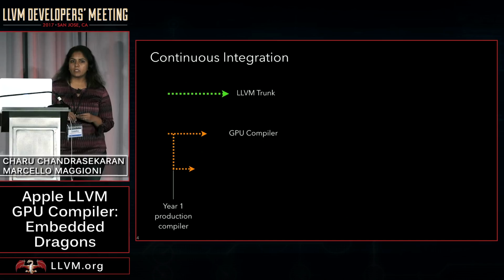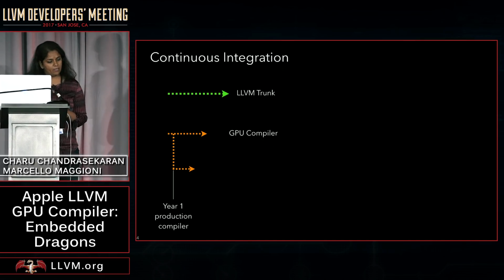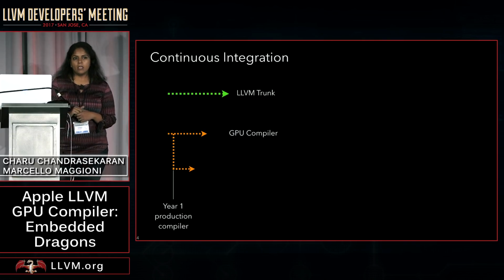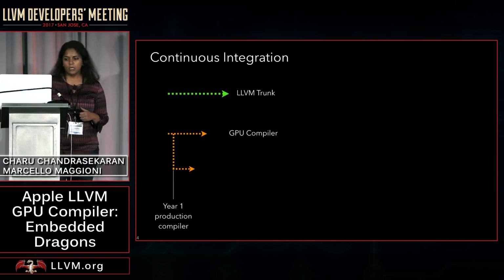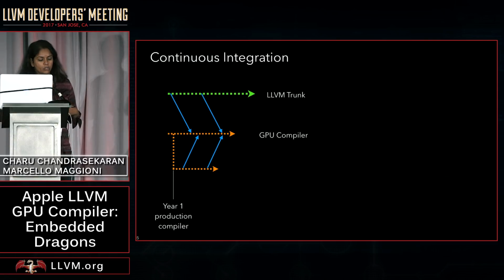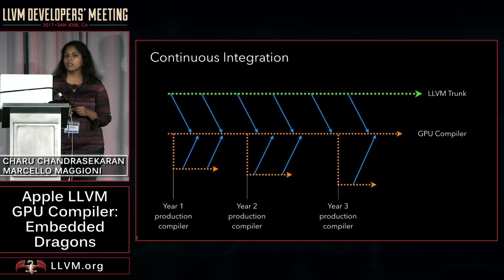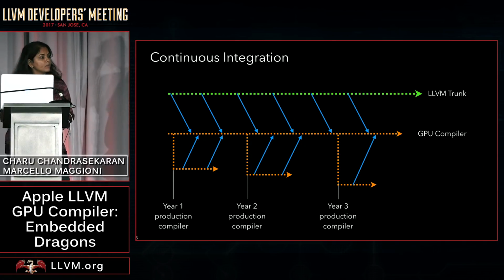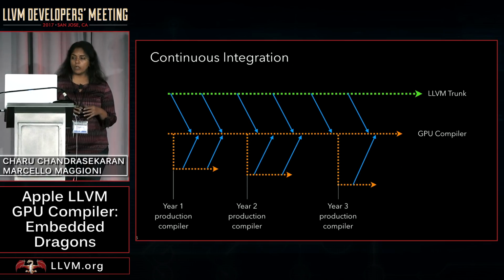So here's how we do continuous integration. If the green line represents the progression in LLVM trunk and the orange line represents the progression in our GPU compiler, in year one we create a production branch. We merge from trunk to the GPU compiler, and any changes that are done in the production branch are merged back to the GPU compiler. As the branches progress, we continuously merge. So every year we create a new production branch from the main GPU compiler. But as we merge LLVM trunk to the GPU compiler, our production branches stay in very close sync to LLVM trunk.